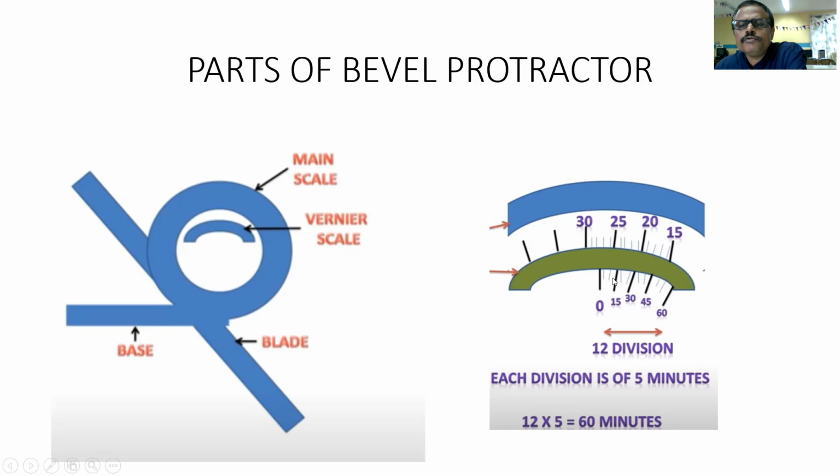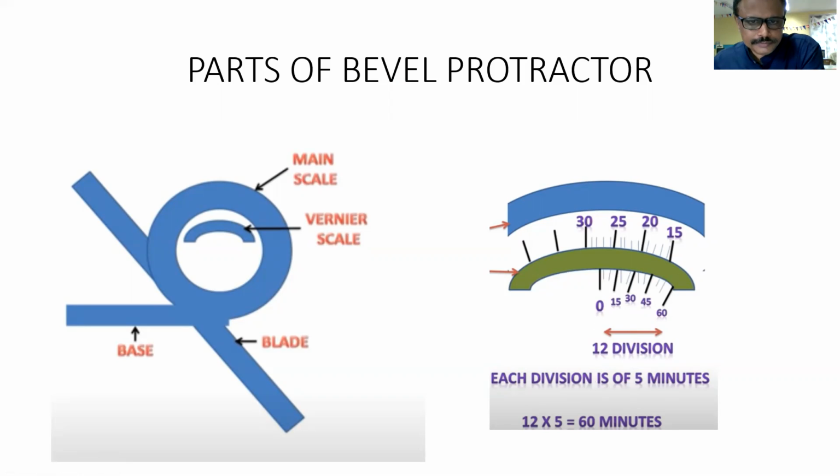You can see 1, 2, 3, 4, 5, 6, 7, 8, 9, 10, 11 and 12. So there are 12 divisions and each division is 5 minutes. So 12 into 5 is 60 minutes. On the right hand side of this vernier scale, there are 60 minutes, and even on the left hand side, we have 60 minutes. So the vernier scale has each division equal to 5 minutes.